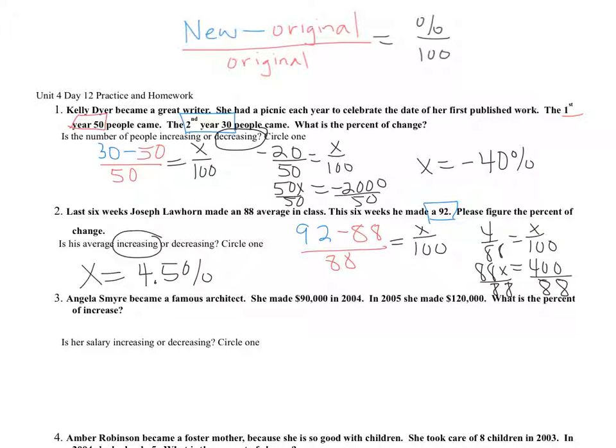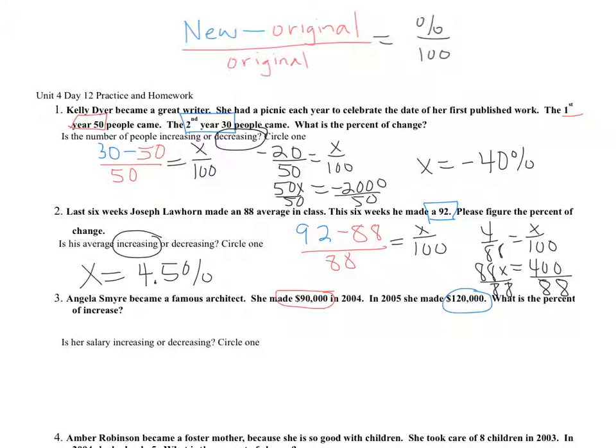Number 3, Angela Smyer became a famous architect. She made $90,000 in 2004, and in 2005 she made $120,000. What's the percent of increase? So even though they give us years, years is only to tell us which one's new and which one's original. So the new one is going to be 120, and the original is 2004, that's 90.